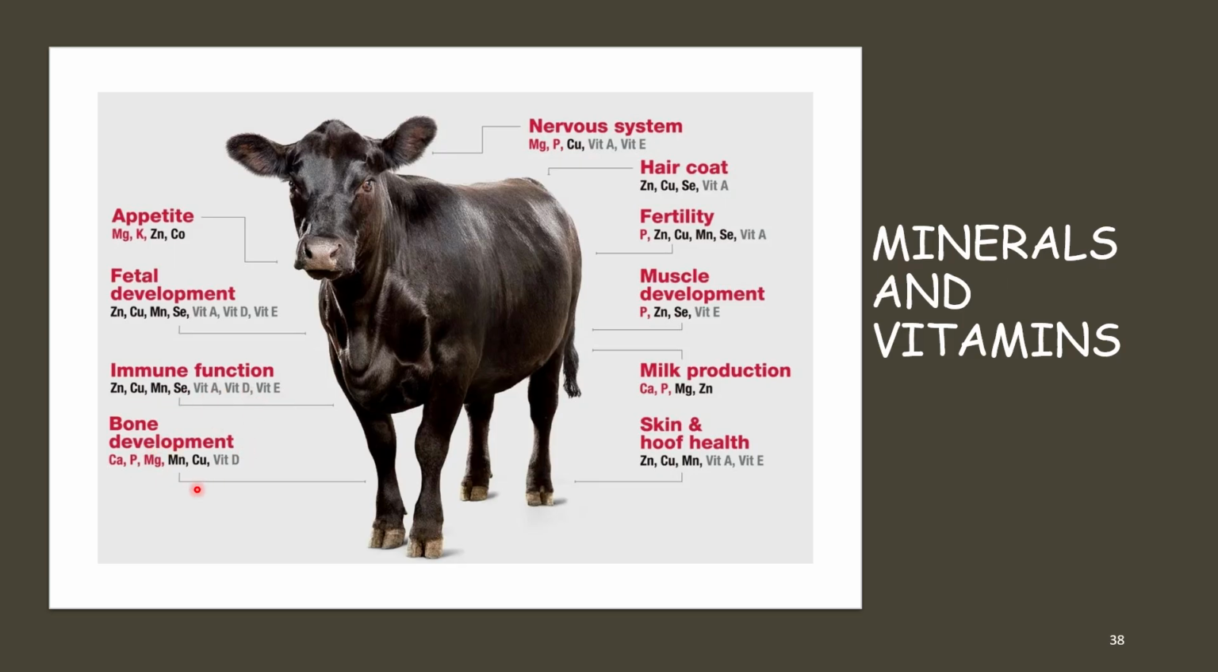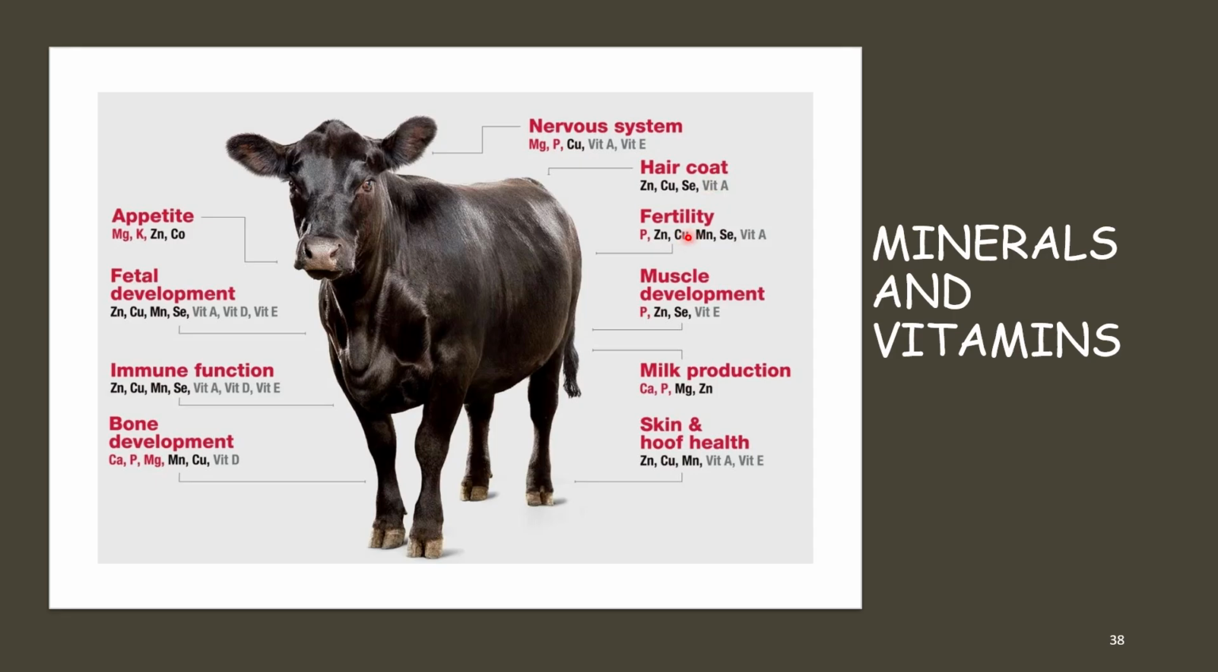For bone development, these are involved: calcium, phosphorus, magnesium, manganese, copper and vitamin D. For the nervous system, magnesium, phosphorus, copper, vitamin A and vitamin E are involved. This is the hair coat: zinc, copper, selenium, vitamin A are involved for hair coat.